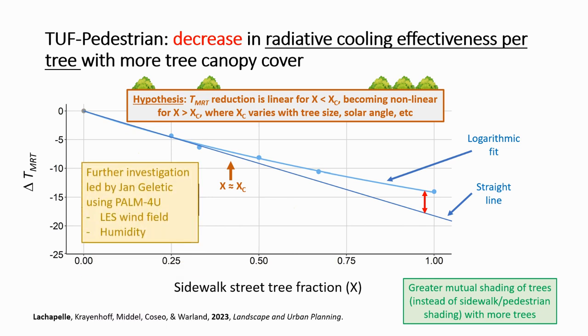And you saw Jan's presentation a couple presentations back, and we're looking at this in a little more detail with the PALM-4U model, where we can additionally account for the wind field and air quality implications and humidity, et cetera, since the pedestrian model doesn't do flow modeling.